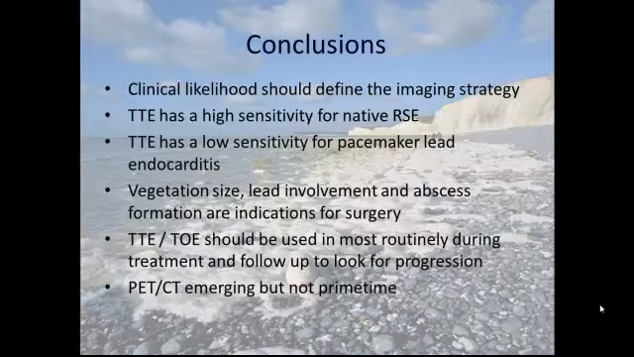So in conclusion, the clinical likelihood should define the imaging strategy, and the clinical likelihood and the microbiology remain key to the diagnosis. Transthoracic echo has a high sensitivity for native right-sided endocarditis, but a low sensitivity for pacemaker lead endocarditis. Vegetation size, lead involvement, and abscess formation are all indications for surgery or explantation. And TTE should be used routinely during the follow-up to look for signs of progression.